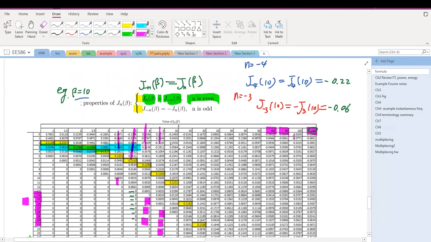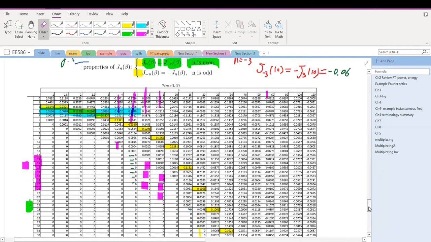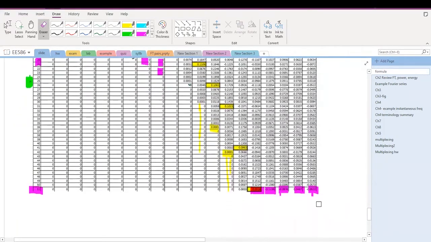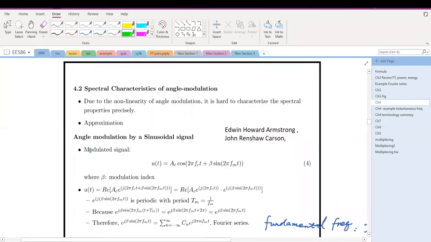But for bigger beta, for example, beta equals 100 or 150, we can see the values spread out for bigger values of n as well. The values should go on beyond n equals 51. Those values are not listed in the table due to the size of the table. Now let's do a recap.